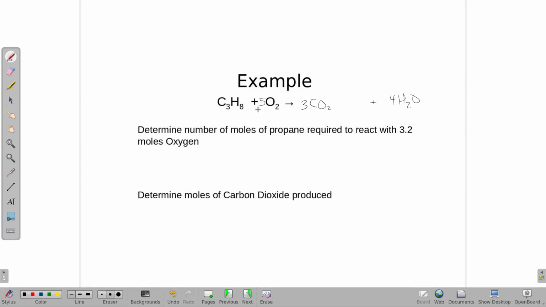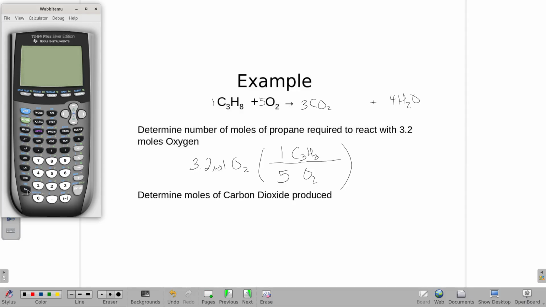Okay, now that 5 and implied 1 is going to be a conversion factor when we put this down. So we're given 3.2 moles of oxygen, and we want to know about propane. So we need a relationship between propane and O2. We're going to generate it from a balanced equation. There's 1 here, there's 5 there. So to get the answer, the number of moles of propane required, we're going to take that 3.2 and just divide it by 5. And we get that this is going to need 0.64 moles.